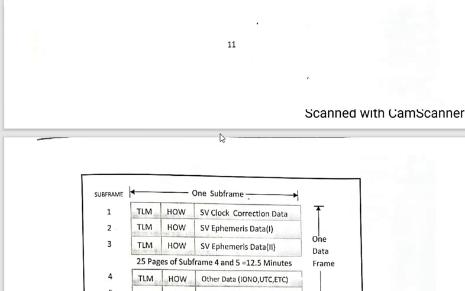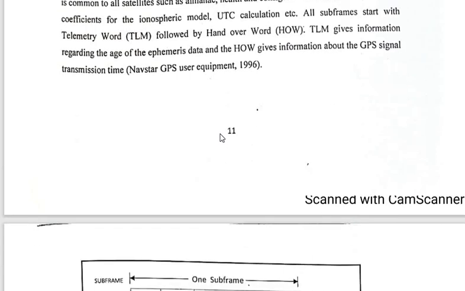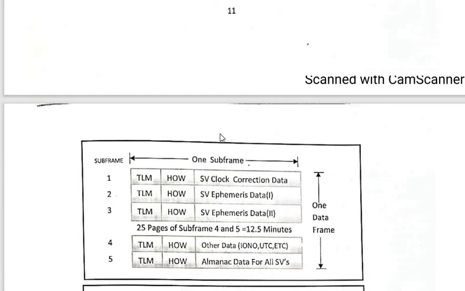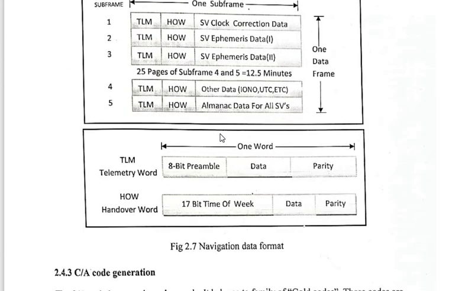The telemetry word consists of the ephemeris data, or the age of the ephemeris data, like how old it is, how many weeks old the data is. The handover word gives information about the GPS signal transmission time, like how much time it takes to transmit a particular GPS signal from that satellite to the receiver. So that gives you the complete format of your navigation data.